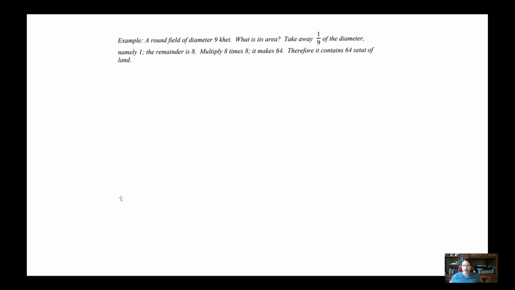Last time we looked at how the Egyptians came up with an area of a circle, and this is from one of the Egyptian papyrus scrolls. We looked into their idea on how to compute the area, which is to take away 1/9 of the diameter from the original diameter, take the remainder and square it. And the result that they came up with was the number 64.